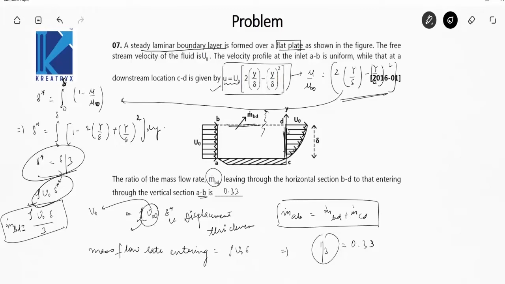So the concept was that the loss of mass flow rate in the boundary layer region will actually be exiting through the section BD. Simple mass conservation. Okay, next question.